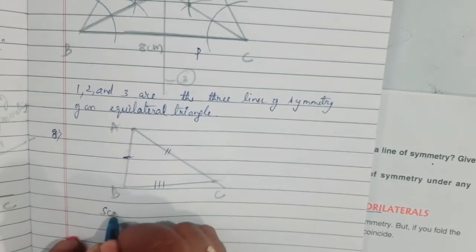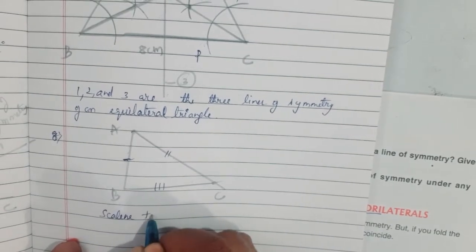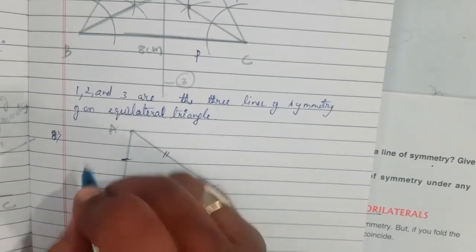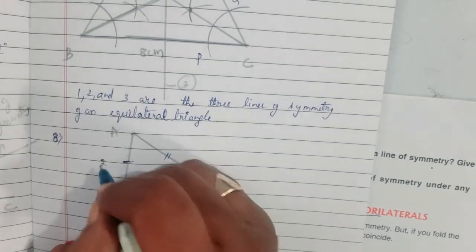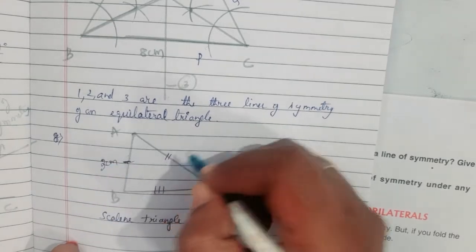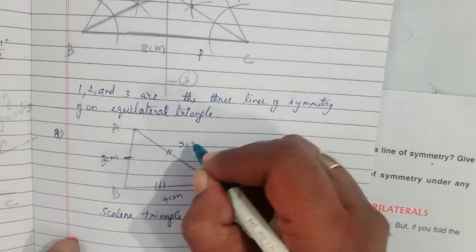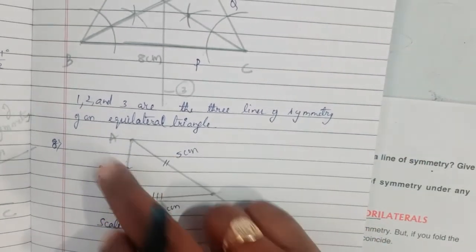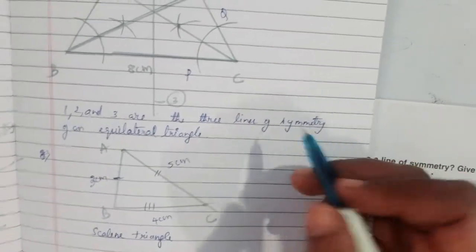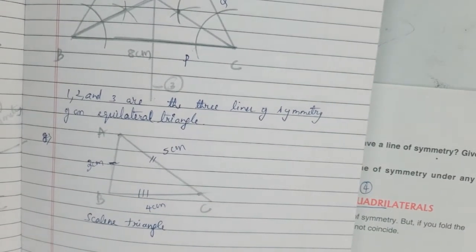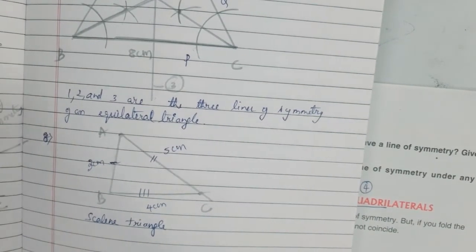What is the property of the scalene triangle here? A scalene triangle has all the 3 different sides. Suppose one of the sides is 3 centimeter, the other side will be 4 centimeter, and the third side will be 5 centimeter. In this way, all the 3 sides are different in a scalene triangle. So in this case, do we get any line of symmetry?